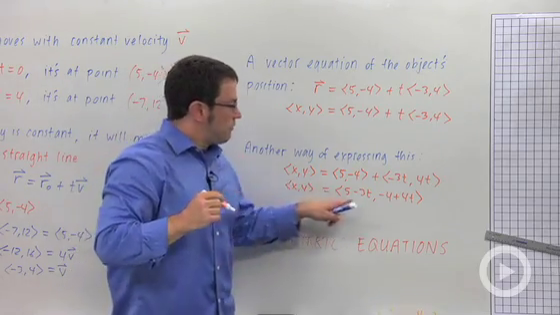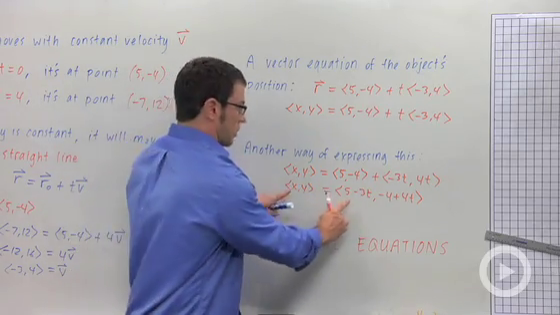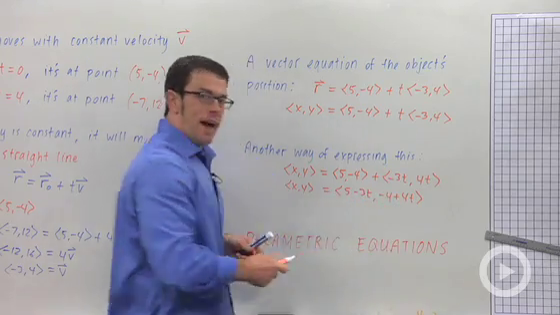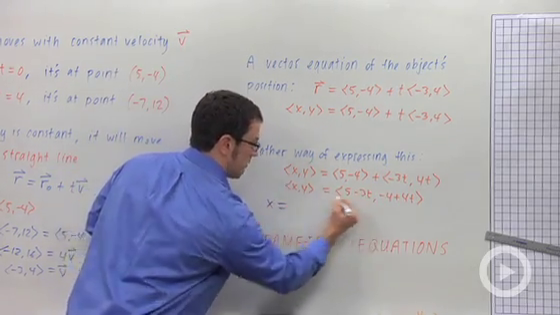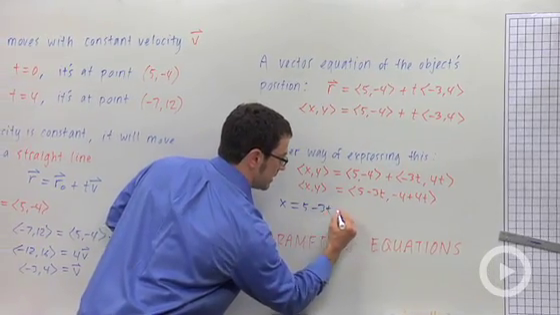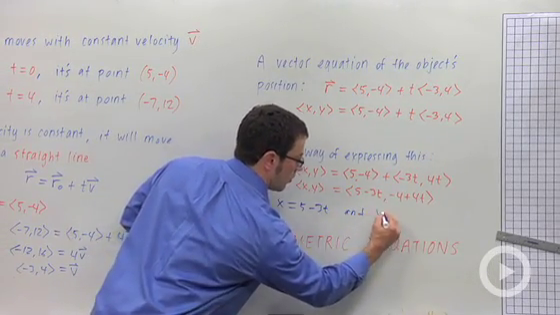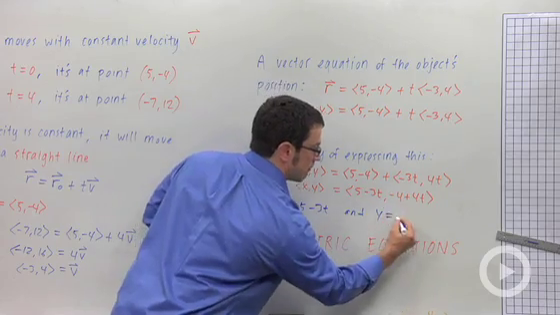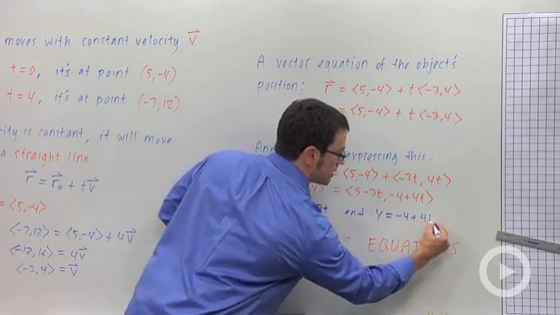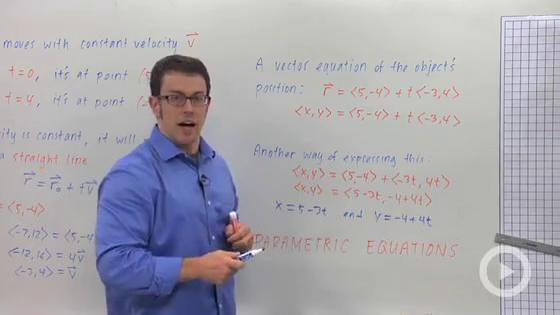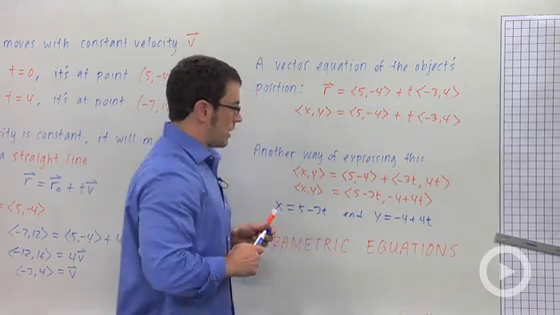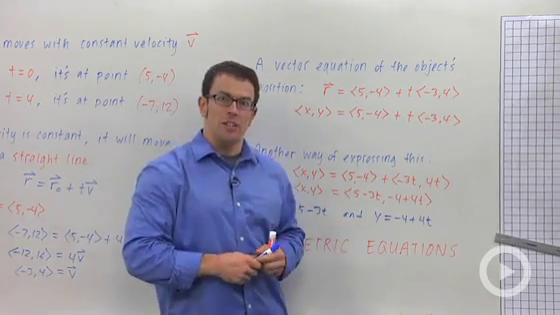But remember that two vectors are only equal if their components are equal. And that means we get two equations, x equals 5 minus 3t and y equals -4 plus 4t. These two equations also describe the position of the object, and they're called parametric equations. We'll be studying parametric equations in this lesson.